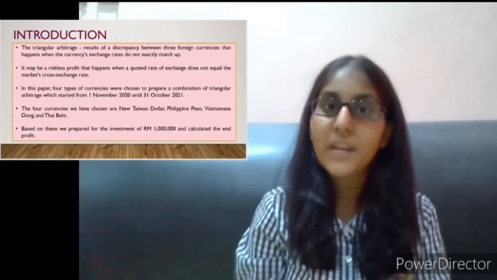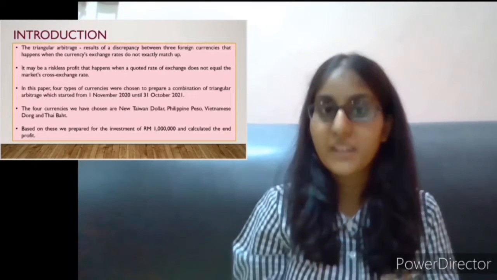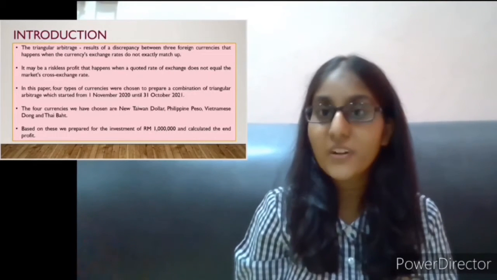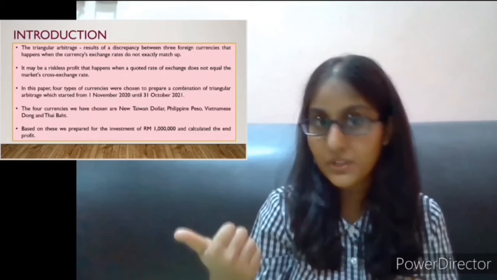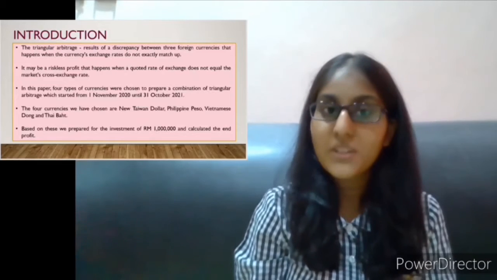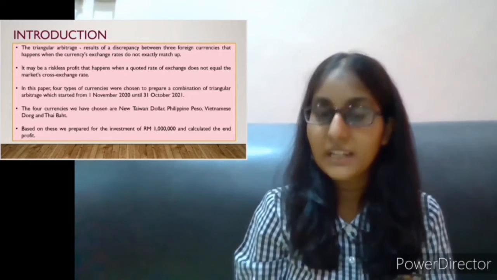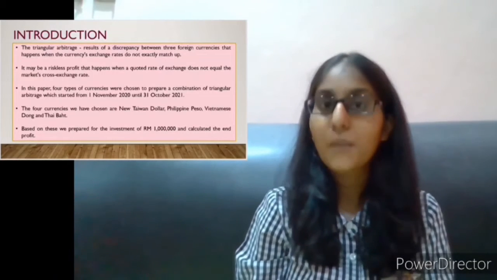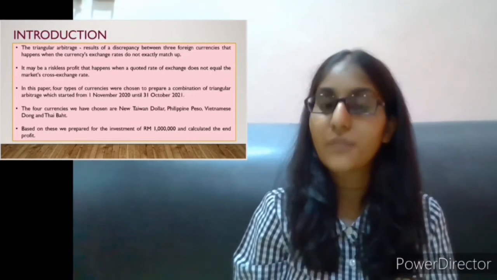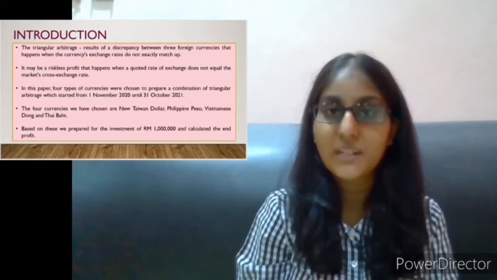In this paper, 4 types of currencies were chosen to prepare a combination of triangular arbitrage, which started from 1st November 2020 until 31st November 2021. The 4 currencies we have chosen are New Taiwan Dollar, Philippine Peso, Vietnamese Dong, and Thai Baht. Based on this, we prepared for the investment of 1 million ringgit and calculated the end profit. From this, we can come to an understanding of the foreign exchange market, and it helps us to increase our analytical and creativity in problem solving.